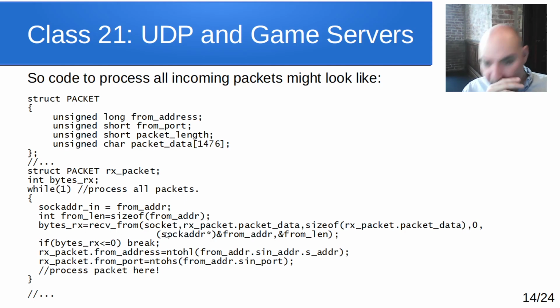We call receive from, and that returns the number of bytes received. If that's less than or equal to 0, we break out of this loop. If it is greater than 0, then we get the packet, we fill in the packet's from address, we fill in the port, and then we would process the packet data here using the length and whatever's in this array down here. And then we loop back up.